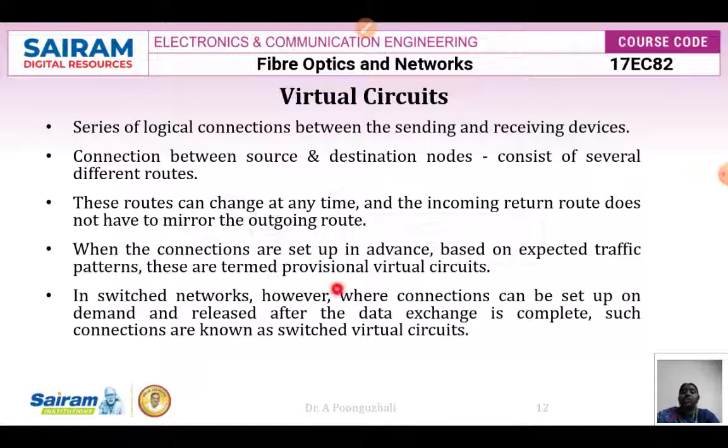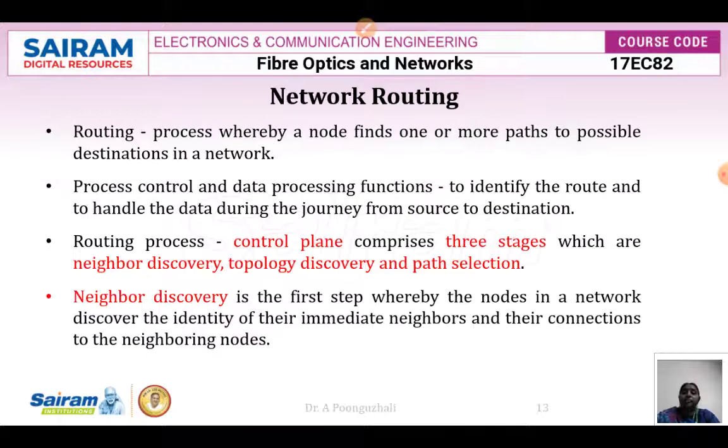When connections are set up in advance and based on expected traffic patterns, there are provisions for a virtual circuit. That is, when the path is established, we have decided the path from the source to the destination. But due to unexpected traffic, we can divert the data through other paths. Those paths are called provisional virtual circuits. In such a network, when connections can be set up on demand and released after the data exchange is complete, such connections are called switched virtual circuits.